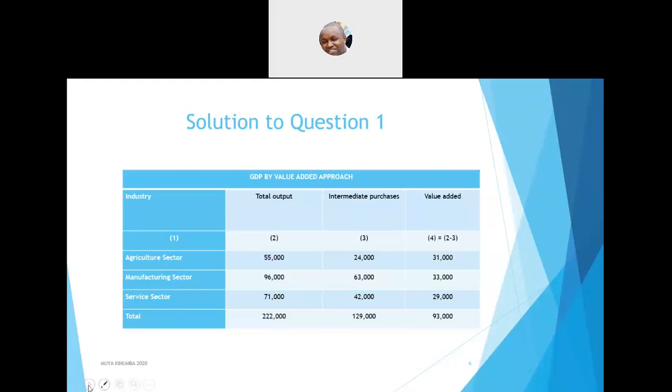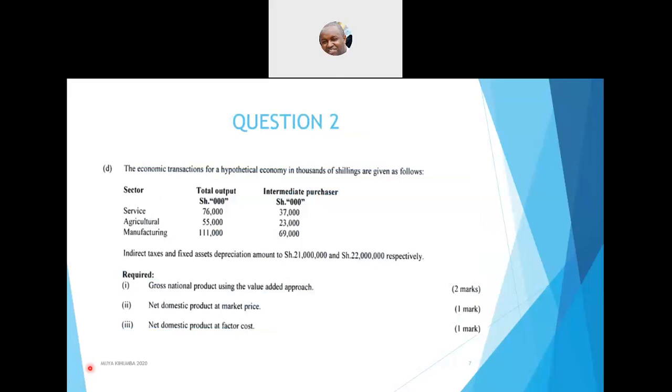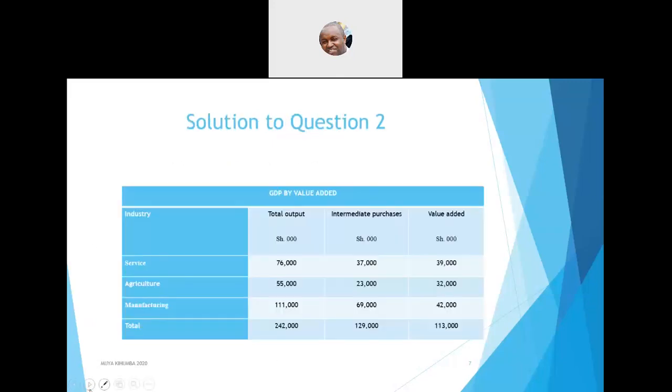We can move on to a different question. Question 2. Again, take a minute. Still, ignore this statement here. We'll look at it in a different video when you're answering Roman 2 and Roman 3. For now, we are only interested in gross national product. Right? Sure you're done. Let's look at the solution.